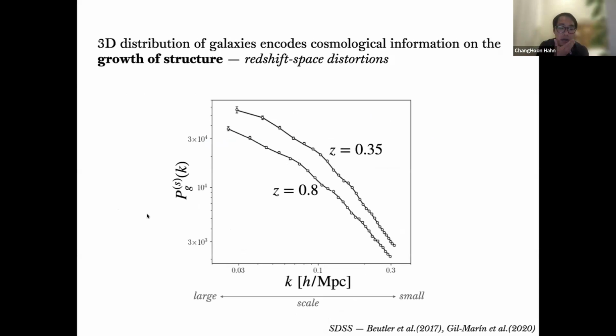So this is measurements of the power spectrum at 2 redshifts from SDSS. And so by making these power spectrum measurements, we can then probe the growth history of the universe.